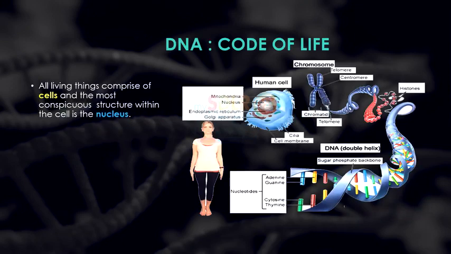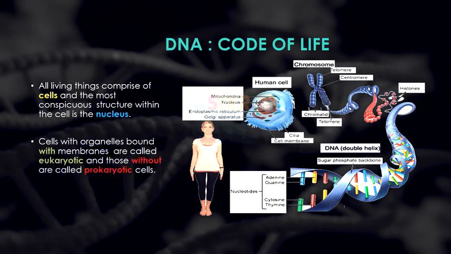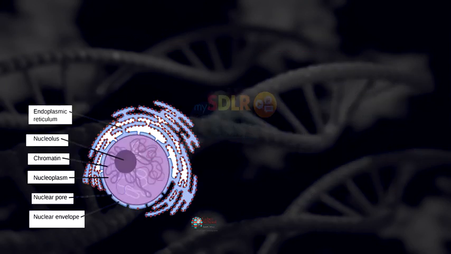All living things are made up of cells. Plants have plant cells, and animals have cells that are slightly different, called animal cells. But looking at cells, the most conspicuous thing that we see are the nuclei. Initially, the cells had organelles without membranes, and these cells were called prokaryotic cells. Cells later on had organelles covered with membranes, and these became eukaryotic cells.